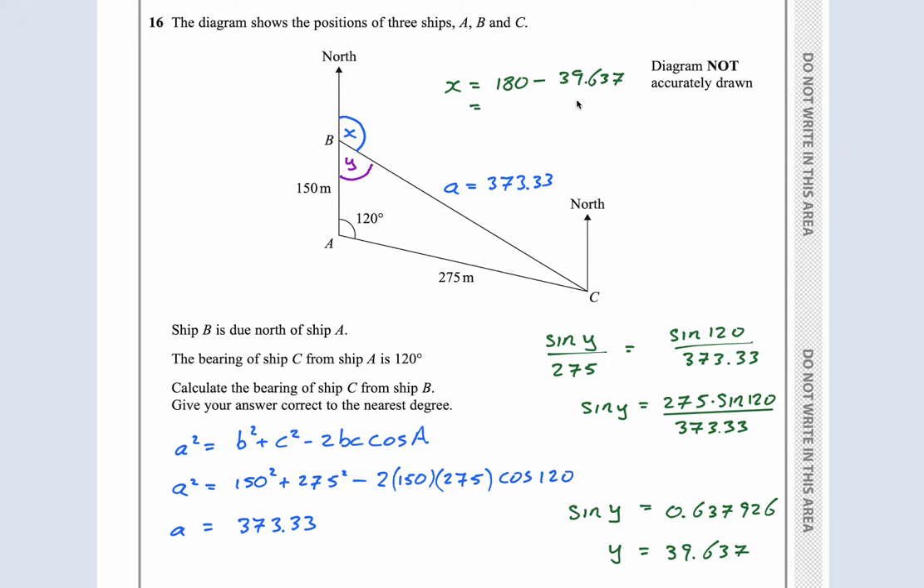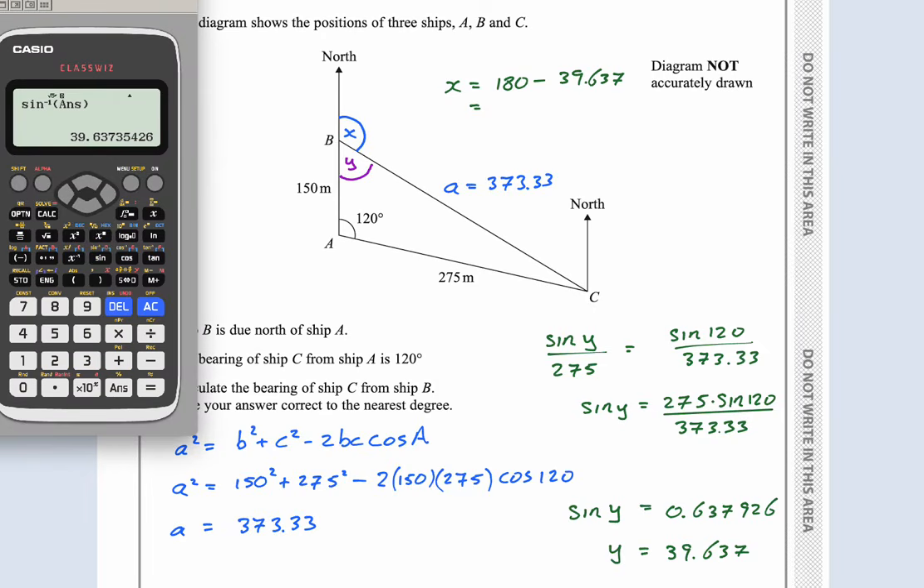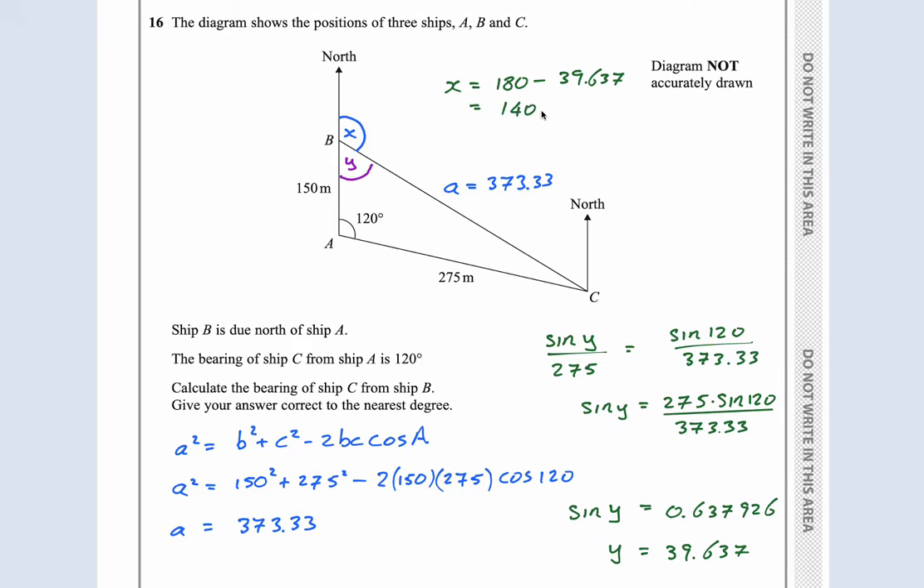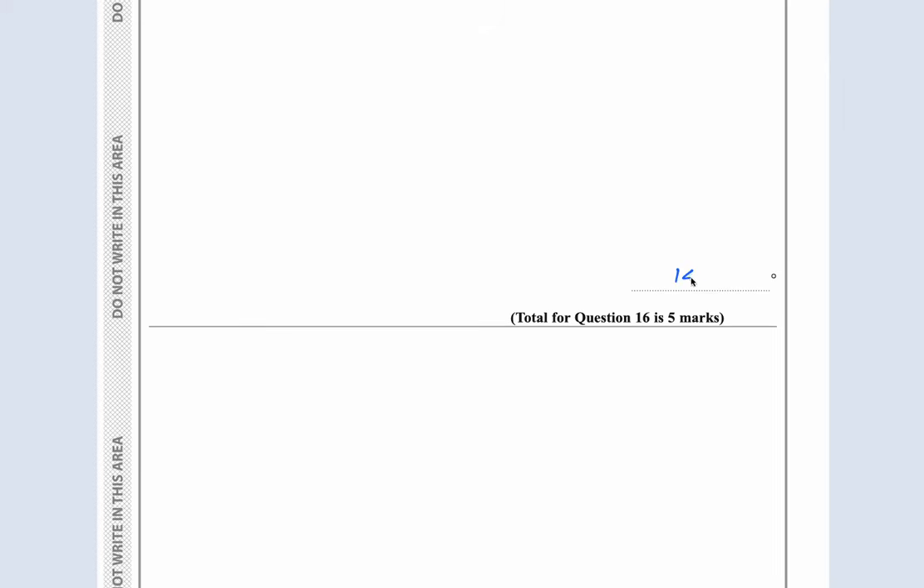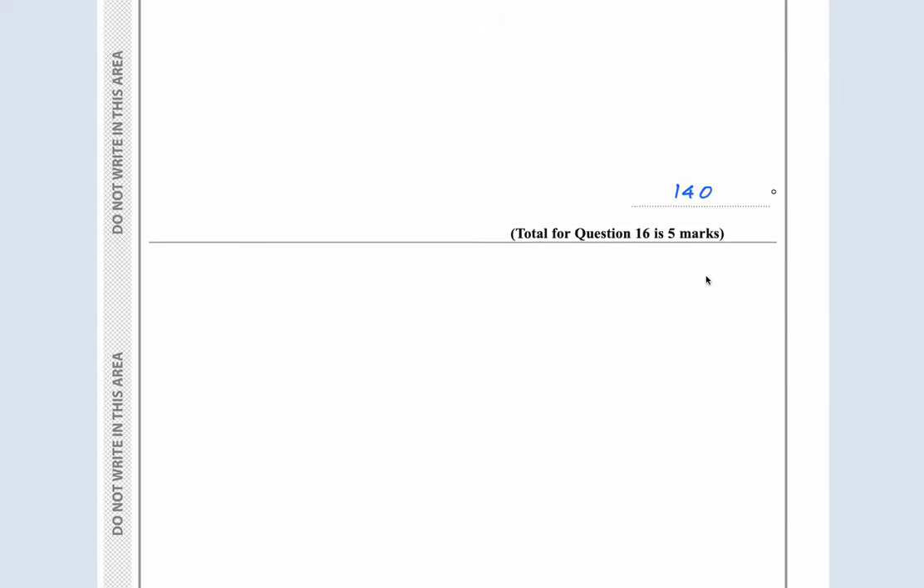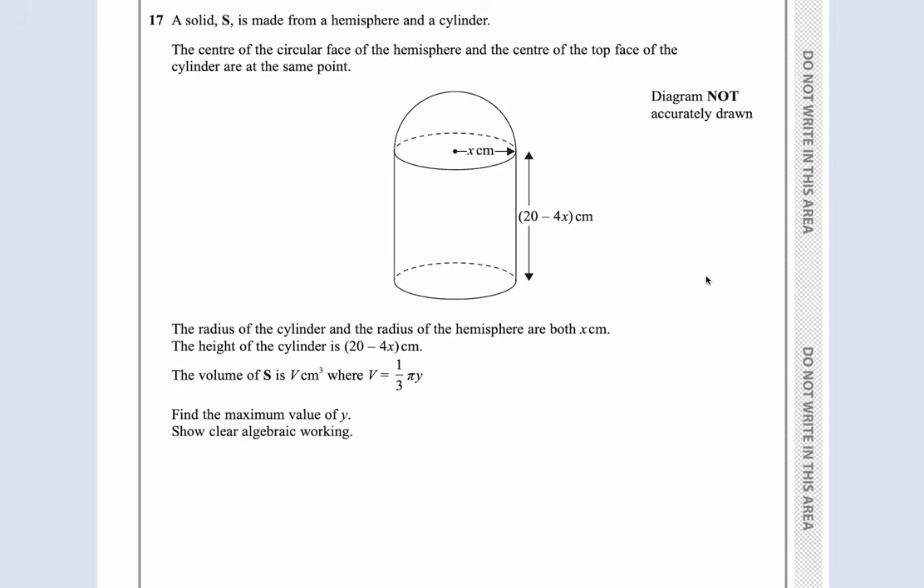39.637, which is 180 minus 39.637 is 140.363. He says to the nearest degree, so I want 140. So my answer is all the way down here, 140 degrees. Okay, next question.